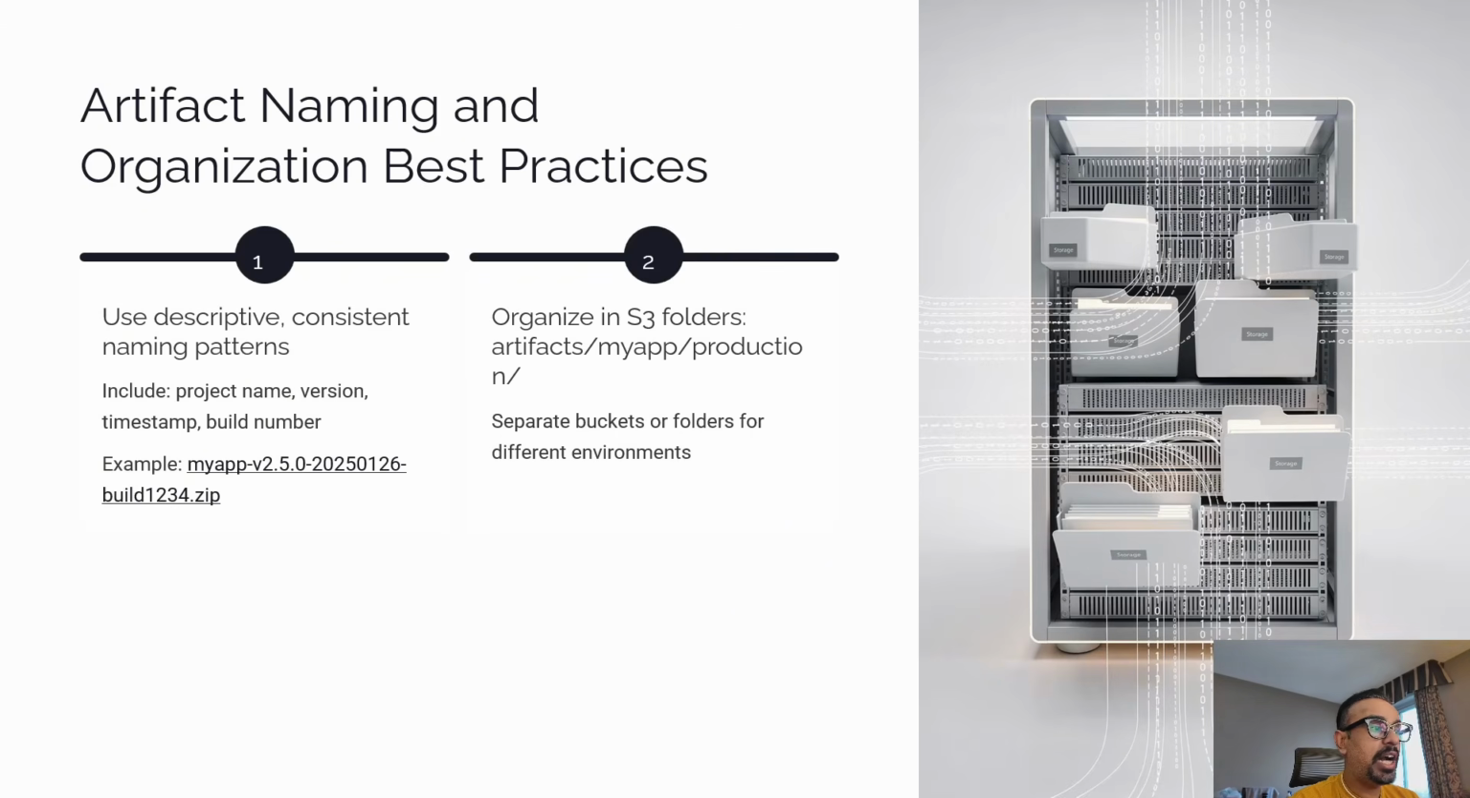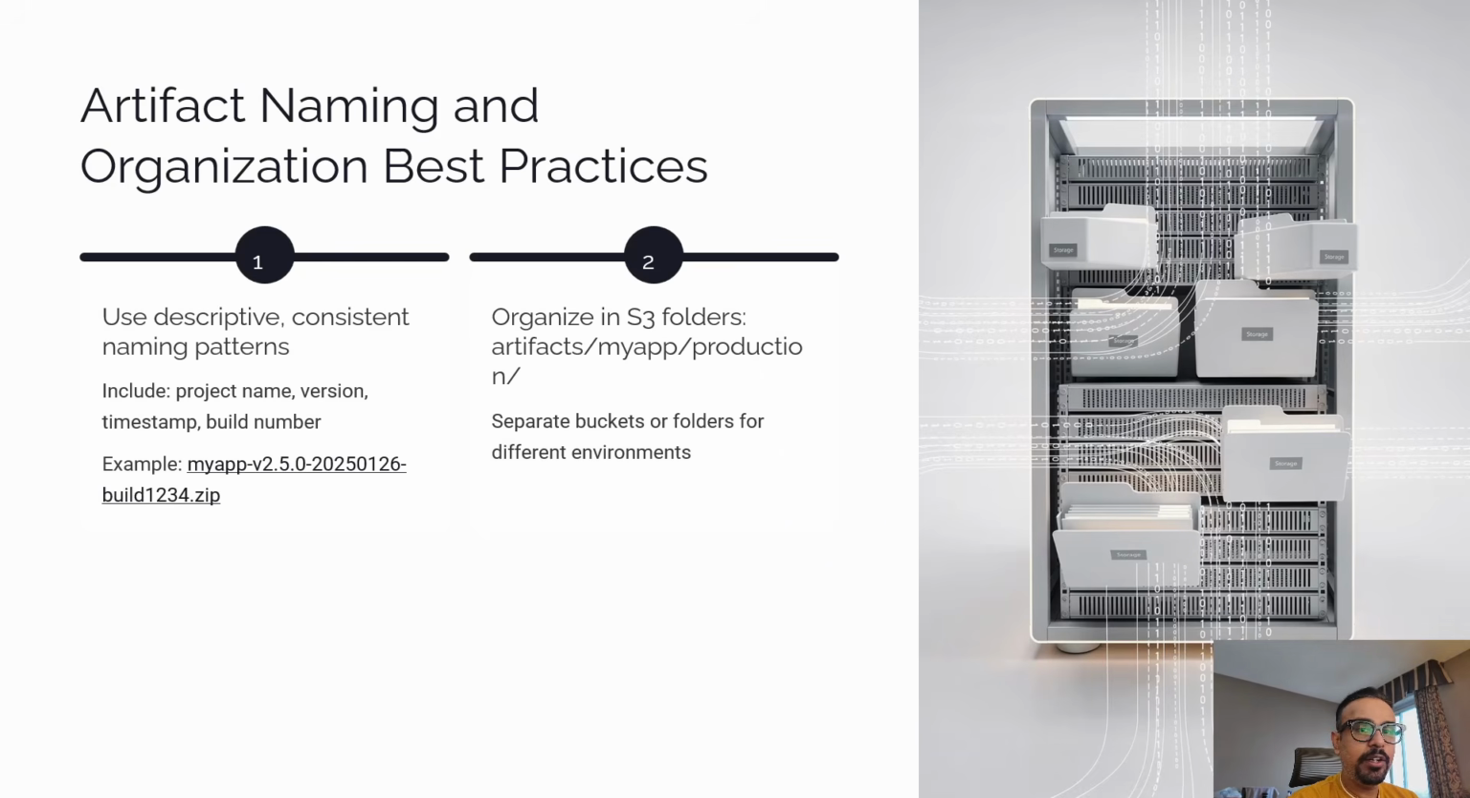Second is to organize artifacts into folders in S3. Maybe you already have a folder structure like our CodePipeline created, but you can reorganize it. Over here, what it is saying is we can keep our artifacts under my-app-production for production builds, and my-app-staging for the staging builds.